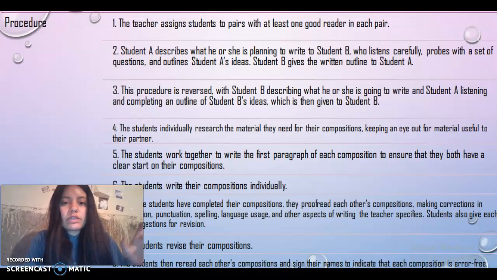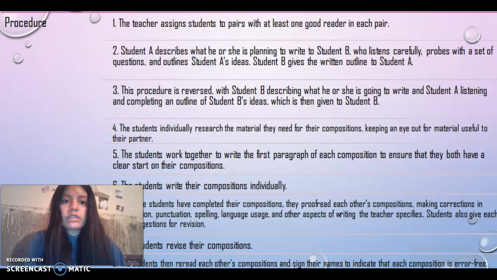Mostly it's in pairs, but they can be groups of 3, 4, or 5 members. It depends on the methodology, with at least one good reader in each pair, which means that most of the students have different skills. So as all of them have to participate and play their own role, this has to be focused on.